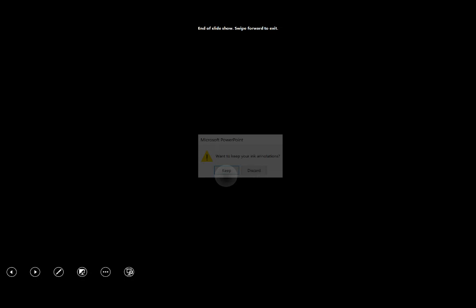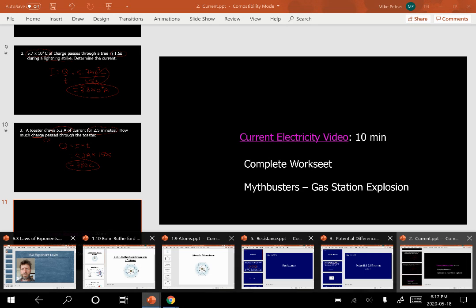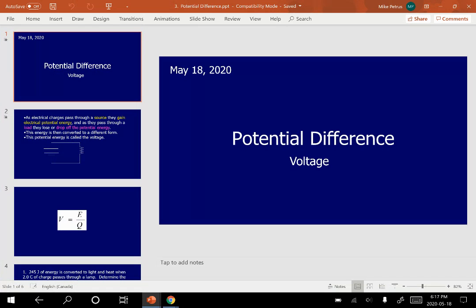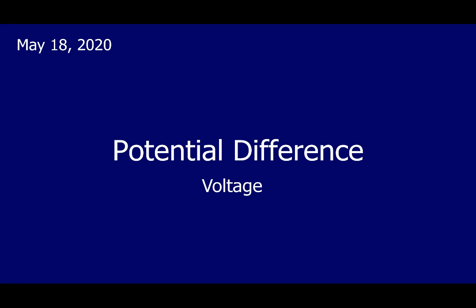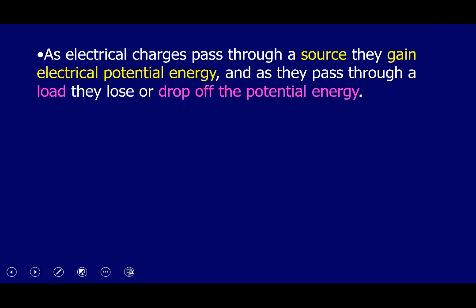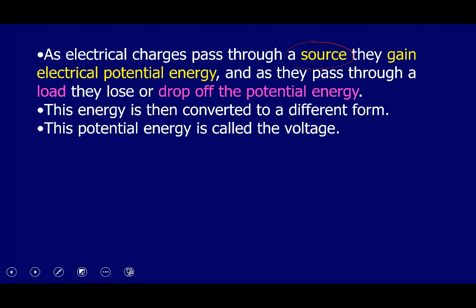So moving right along, guys, I'm going to keep those annotations in case I want them some other day. The other topic we're going to cover today is potential difference, also known as voltage. Named after one of the coolest names in science, Count Alessandro Volta. As electrical charges pass through a source, they gain energy. And as they pass through a load, they drop off the energy. So in a simple circuit, the energy is converted into a different form, and that potential energy pickup and drop off is called voltage.